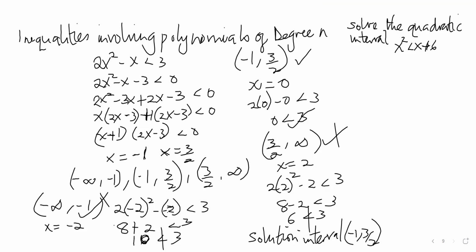So this is the one you need to solve. x squared is less than x plus 6. Solve this one. x squared is less than x plus 6. Just use the same method we have used here.